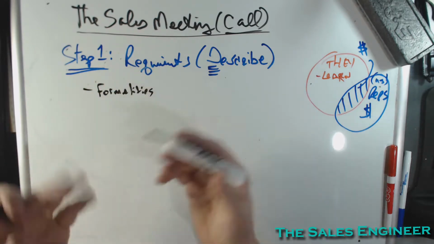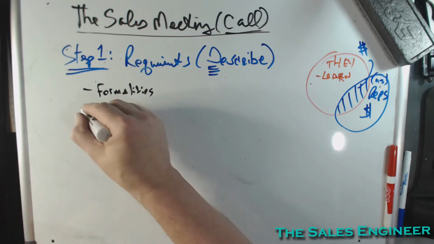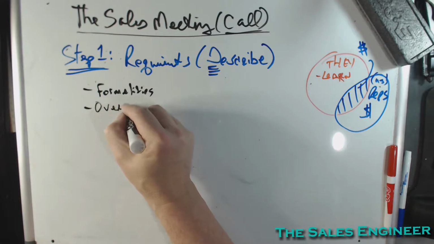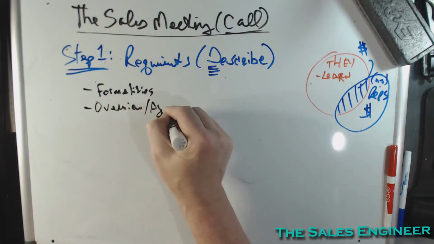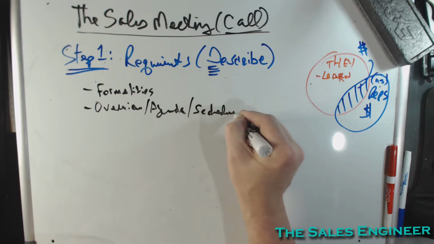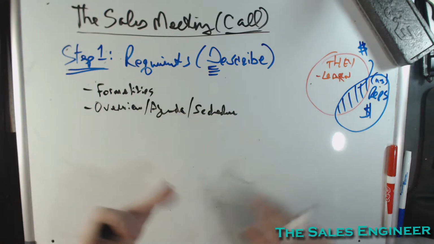It's what I call formalities, intros, things like that. Then we have, what do you want to call it? An overview or an agenda, or I don't know, schedule. We're going to go for X amount. We're going to be here. We'll take a break then, whatever.